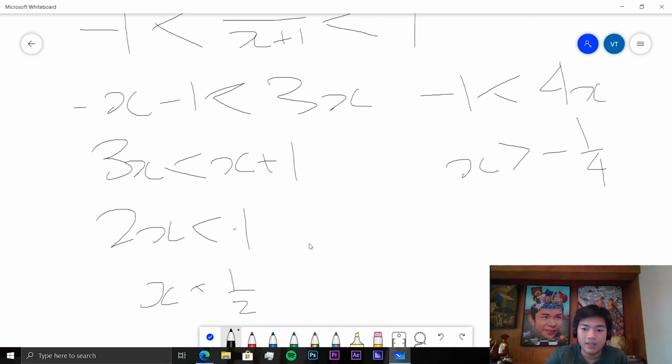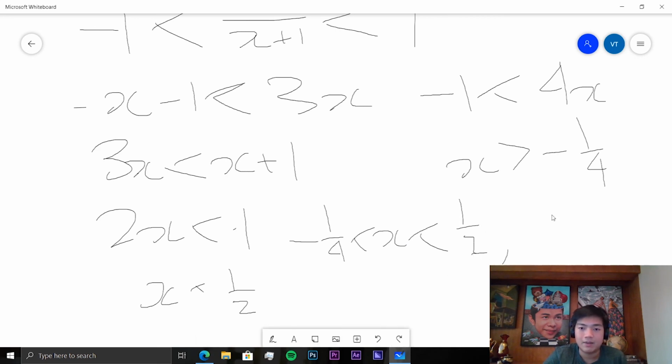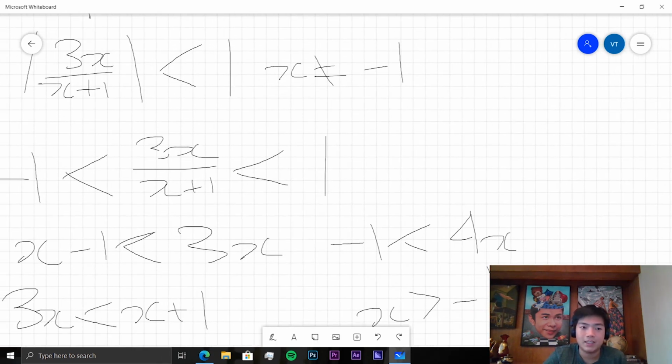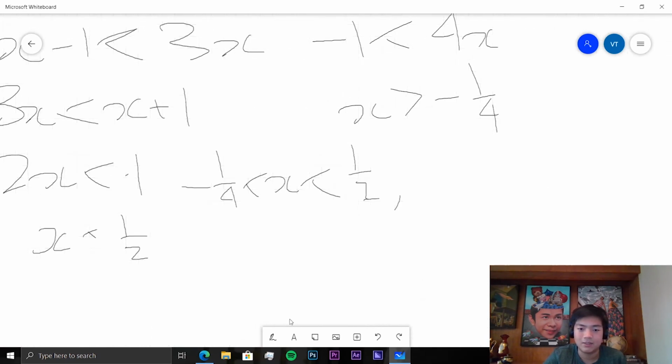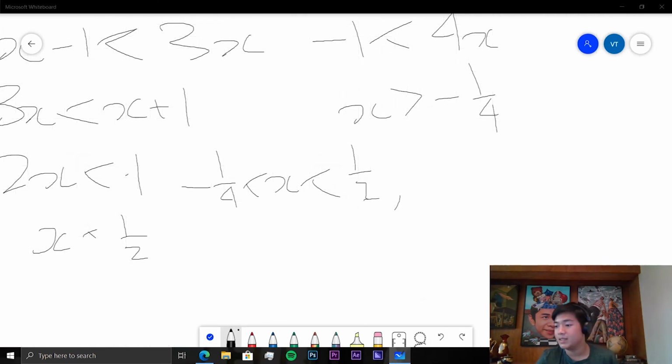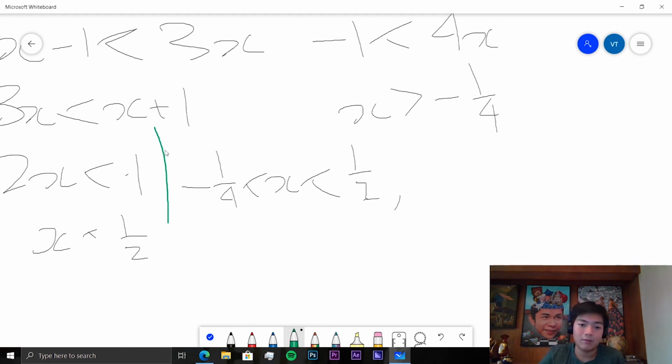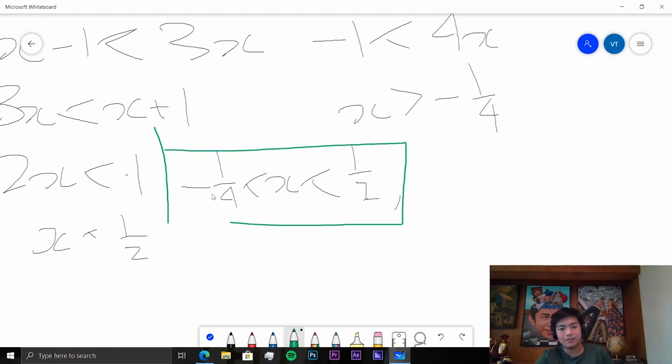So we have that negative 1/4 is less than x is less than 1/2, with, of course, x not being equal to negative 1, but that's really out of bounds already, so it should simply be these values that we've obtained. So yeah, it's simply negative 1/4 is less than or equal to x, which is less than or equal to 1/2. So yeah, that was it.